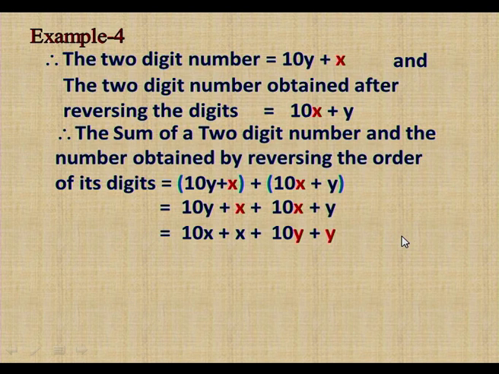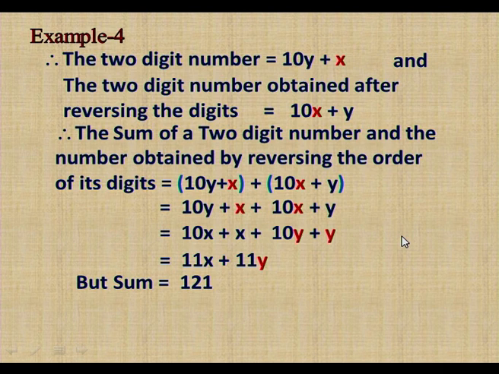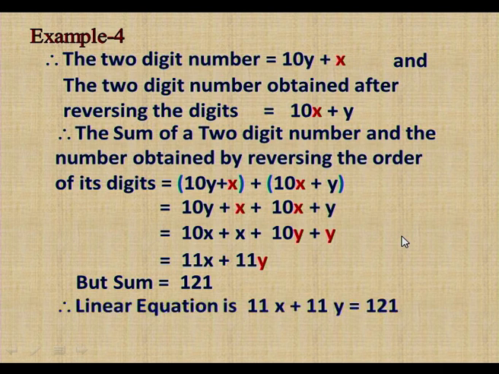Now, I bring all x together and y together: 10x plus x, 10y plus y, which is equal to how much? 11x plus 11y. But we know that the sum of them is 121. That means, what can I say? My linear equation is going to become 11x plus 11y is equal to 121. Can I take 11 common and divide this 121 by 11? If I divide it, what will I get? I will be getting x plus y is equal to 11.